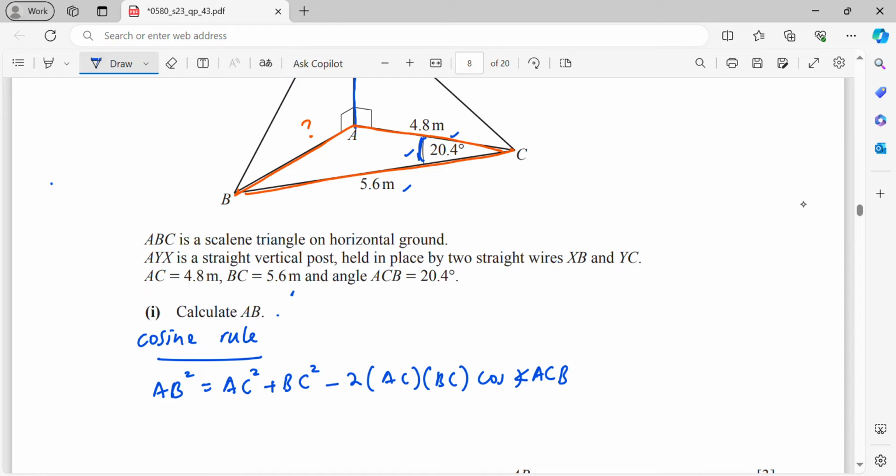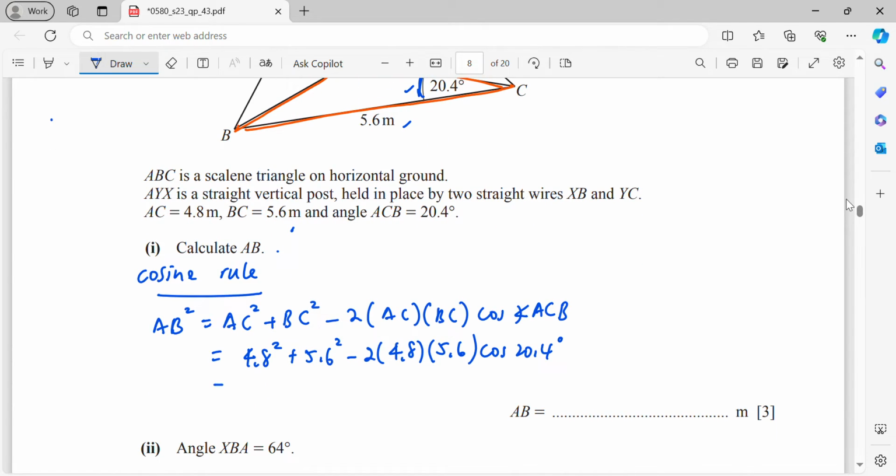Now just replace all the values. AB squared will be 4.8 squared plus 5.6 squared minus 2 times 4.8 times 5.6 times cos 20.4 degrees. From here, you will get 4.0117. Then AB is the square root of this value, and at last you get 2.00 meters, correct to three significant figures.